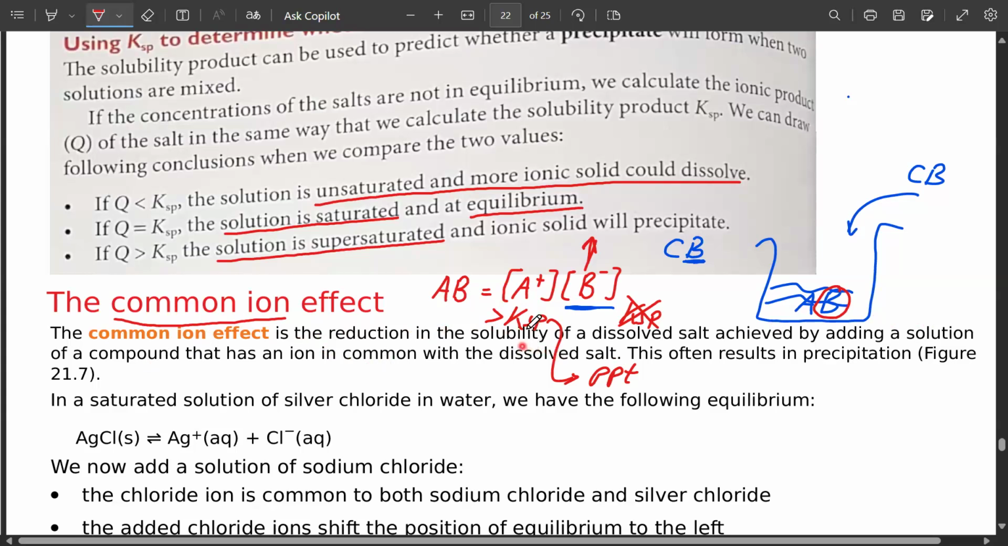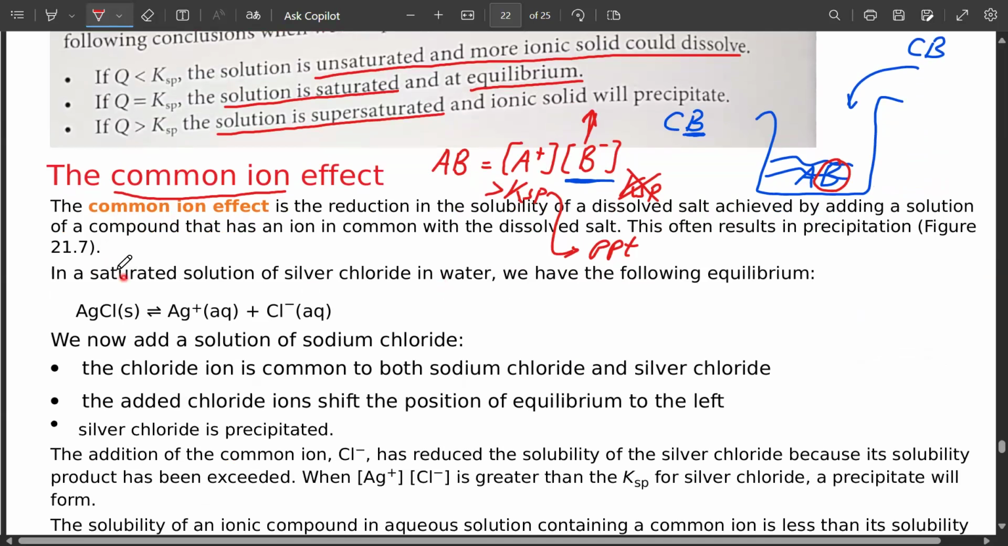So I had previously compound AB, and I reduced its solubility by adding another compound containing B as a common ion. So we went back to the previous topic, where we said that if you increase the value of any one ion, it will lead to a non-equilibrium state, and so that compound will then be insoluble, or it will be called a precipitate.